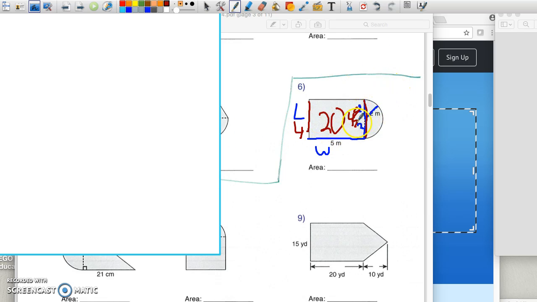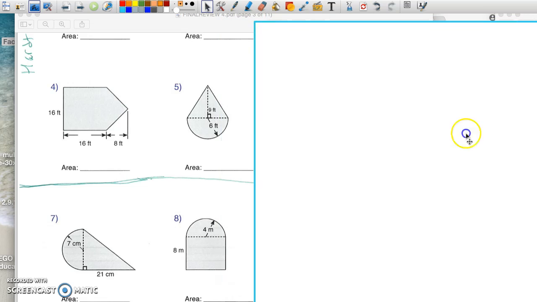And you know how to figure out the area of the circle, pi times radius squared, and divide it by 2, because you only have half of that circle. I hope that helps out. All right, I'm going to move on to the next section.